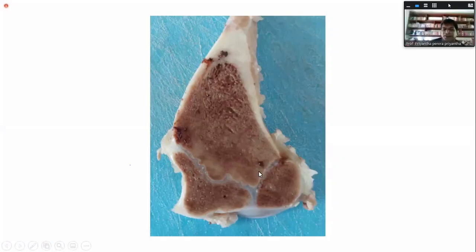So that's what happens in rickets, right? The mineralization does not take place, so the remodeling does not take place. And then there will be swelling at the edges. And the important thing is that rickets is a disease of growing children.